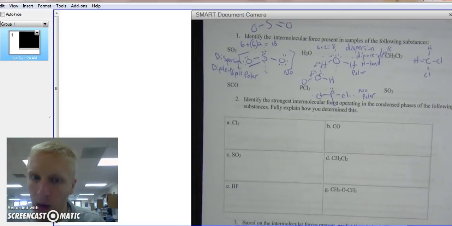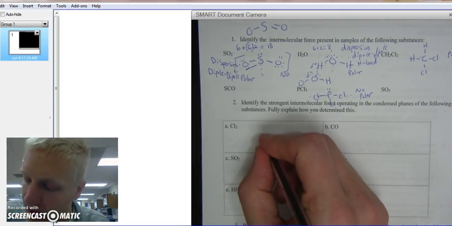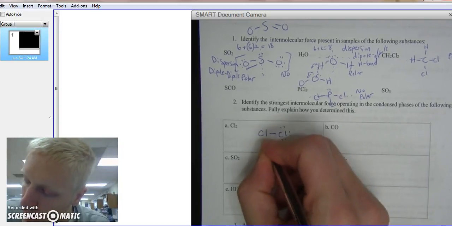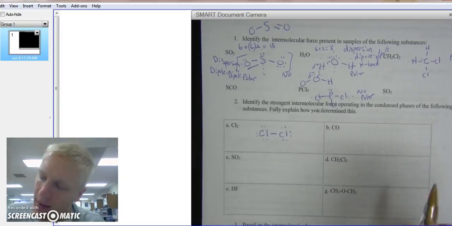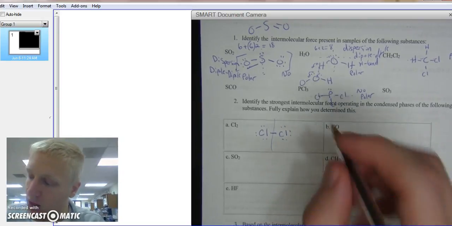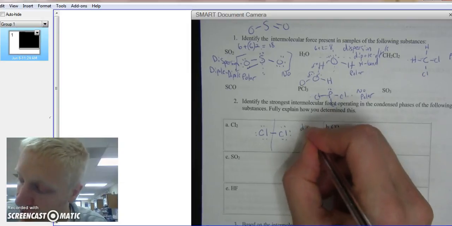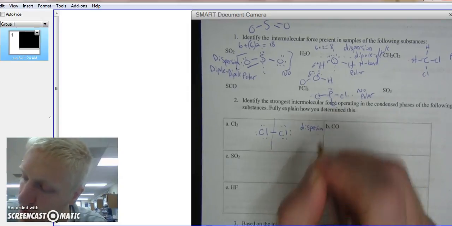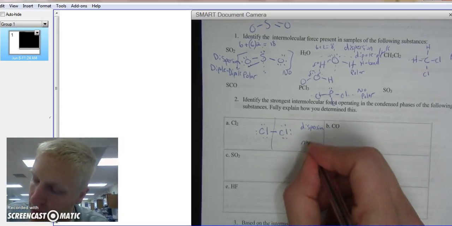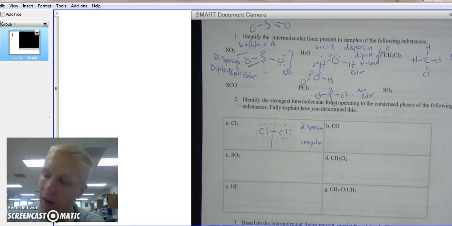Alright, let's do one last one. We've got Cl2. Looks like this. Cut in half. Is it symmetrical? Yes. So it does have dispersion. But is it polar or nonpolar? The answer is it's nonpolar. Therefore, all it has is dispersion forces.